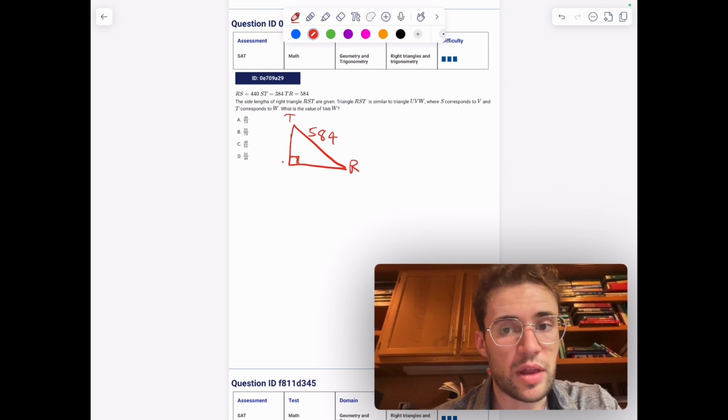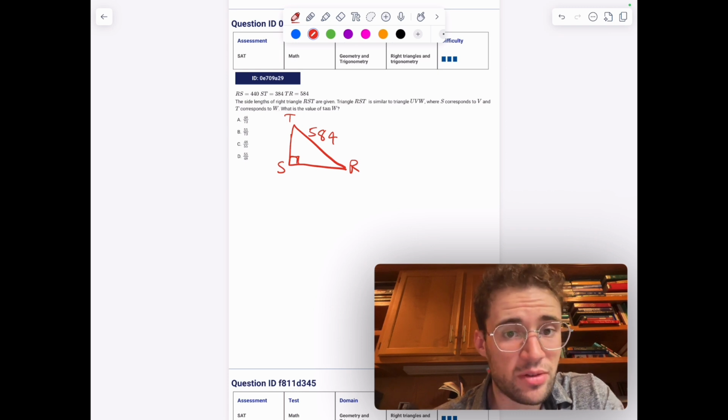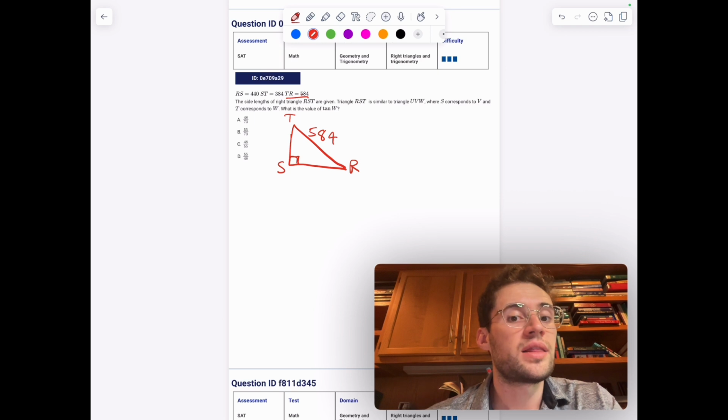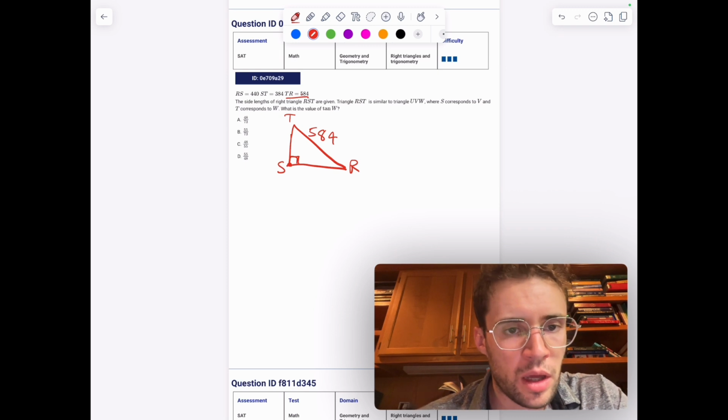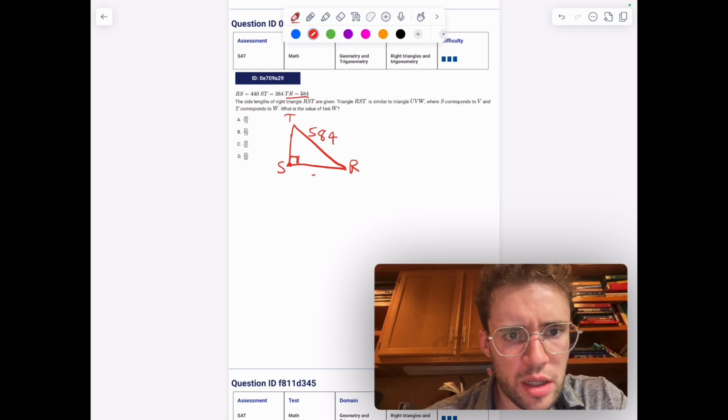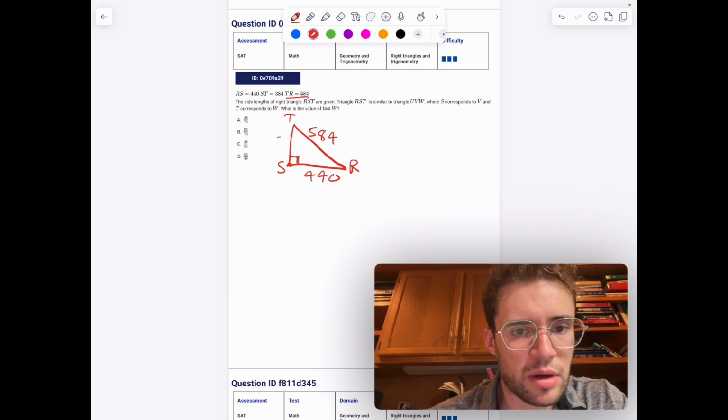So we actually already know that S is the right angle. Do they even tell us that? They don't specifically tell us that, but again, if the longest side is TR, then the vertex across from that, S, has to be the right angle. RS, they said, is 440, and ST is 384.